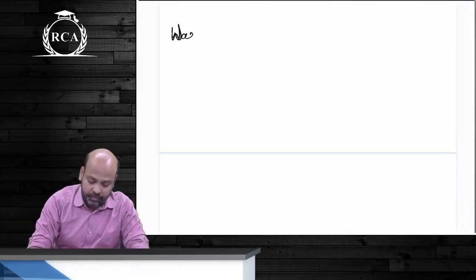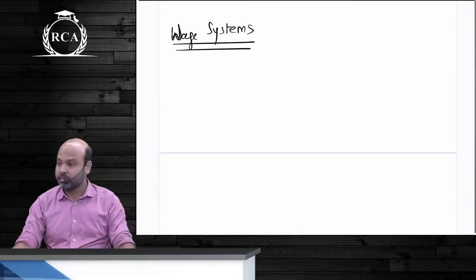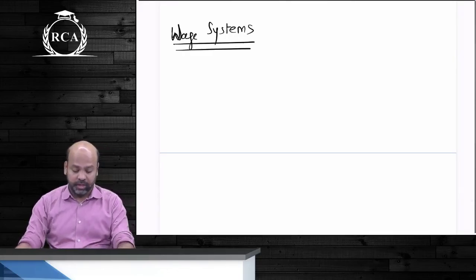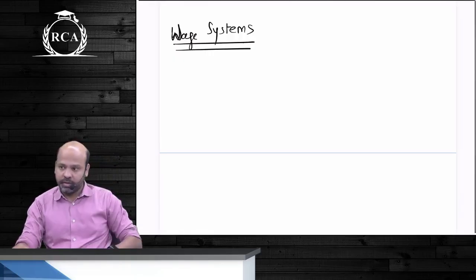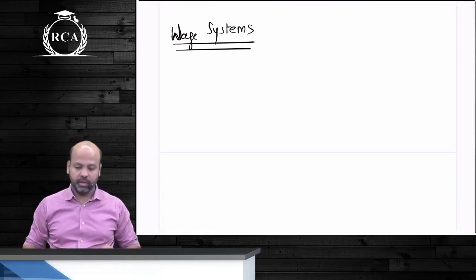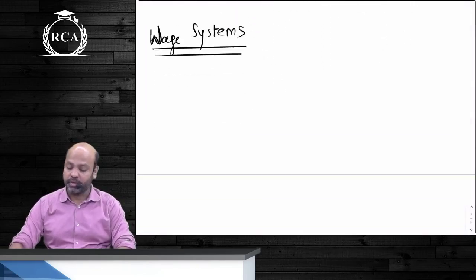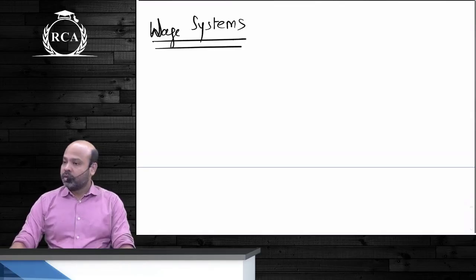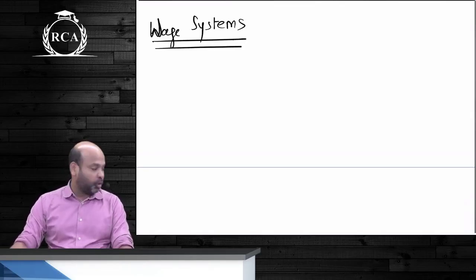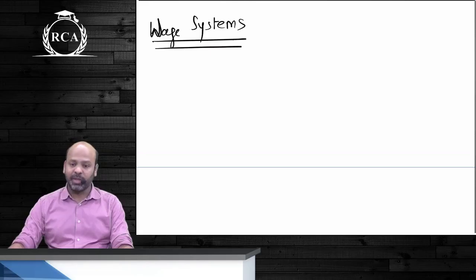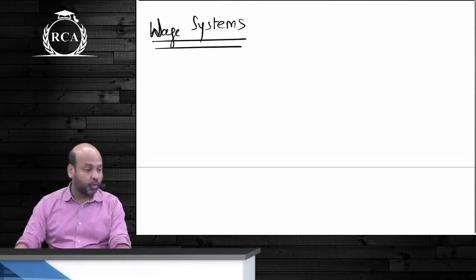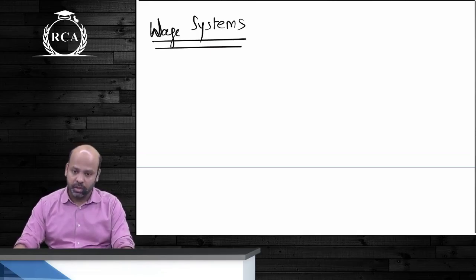Wage systems, guys. If you're all done with the previous question, write the next, highlighting wage systems. Now, employees of an organization, guys, can either be paid on the basis of number of hours that they work for, or they can be paid on the basis of the number of units that they manufacture.